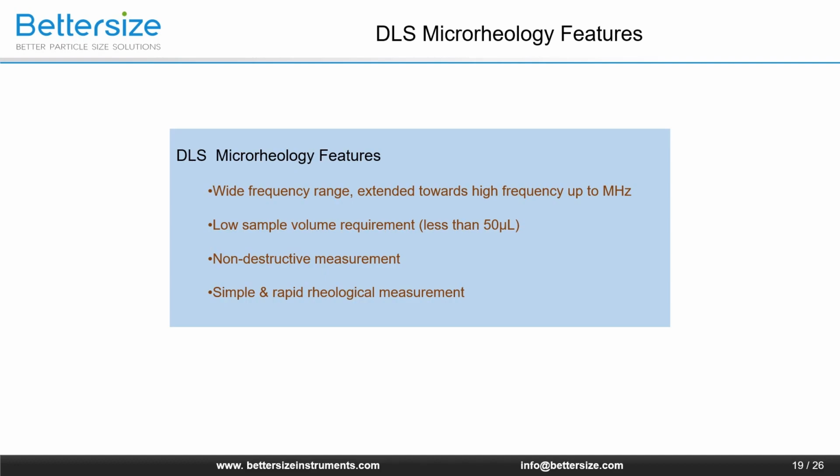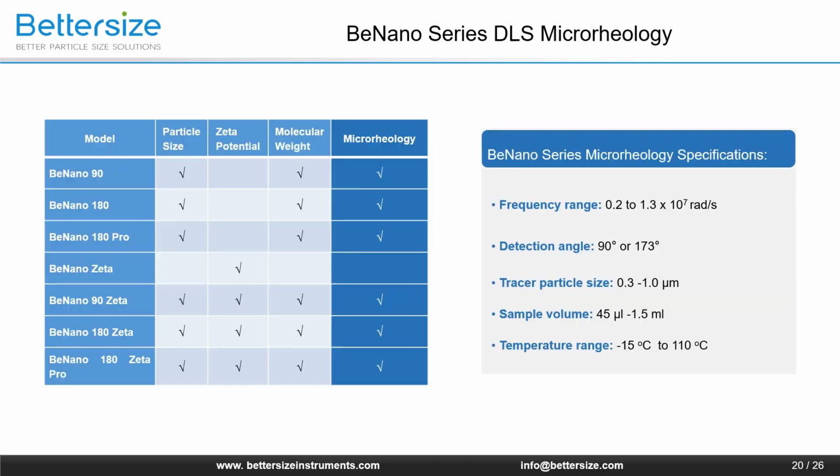In summary, there are many features and benefits of DLS microrheology, such as wide frequency range, extended to high frequency up to MHz, small sample volume requirement, which is less than 50 microliters, non-destructive measurement, and simple and rapid rheology measurement.